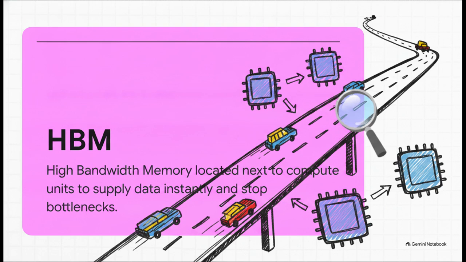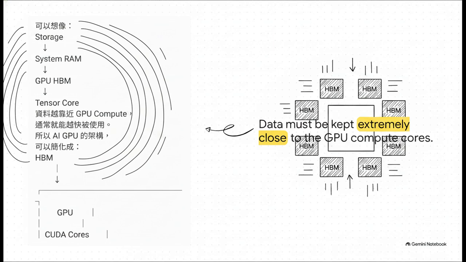It is incredibly fast memory stacked directly alongside the processing cores. This guarantees that the raw materials, the data, keep flowing instantly to the computational workers, making absolutely sure the tensor cores never have to stop and wait. And this really illustrates the entire physical design philosophy of the modern AI chip.